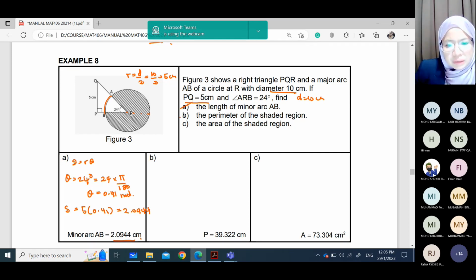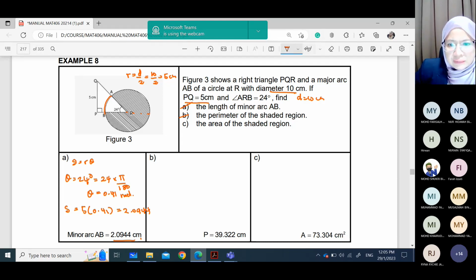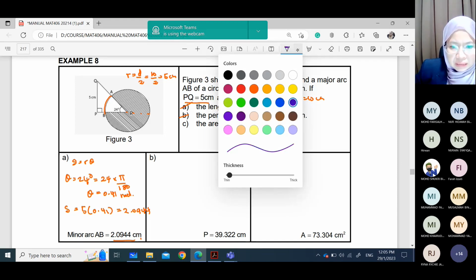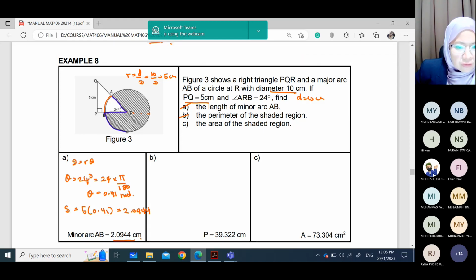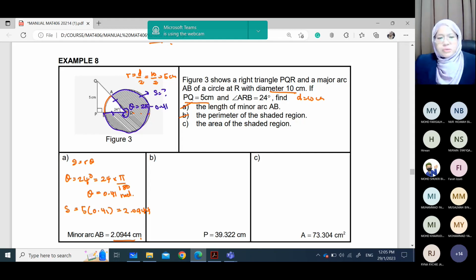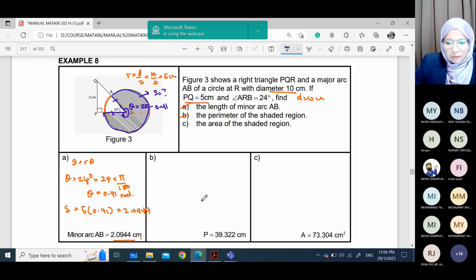Okay, so B, boleh tak cari perimeter of the shaded region. So perimeter of shaded region adalah ukuran bagi lilitan shaded region yang ni. Right, so yang ni kita dah tahu dah 5 cm. Jadi kita kena cari major arc length. So how to find this S? So theta dekat sini adalah 2 pi minus 0.41. Cuba buat, dapat tak? Jawapan dia.